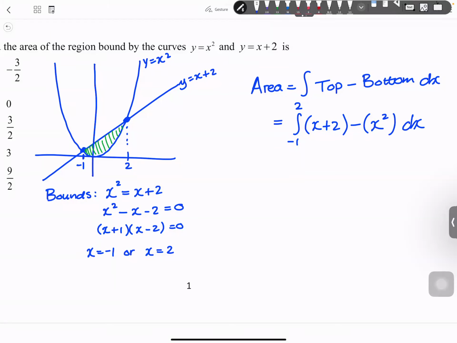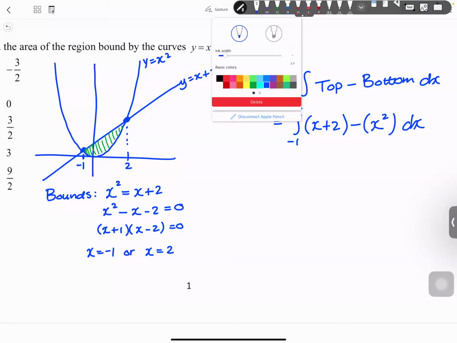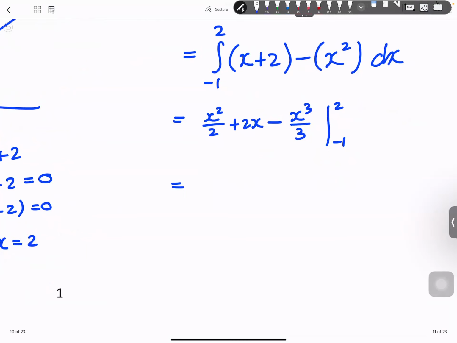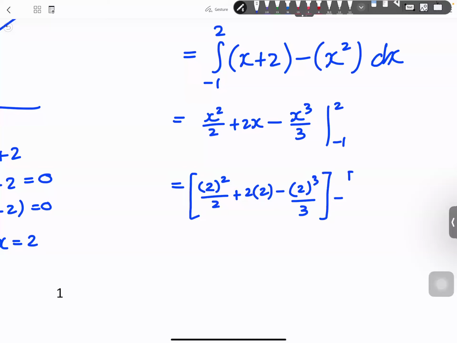Now, at this point, you are on part 2 of the exam, so you can use your calculator to evaluate this. In fact, you should use your calculator, but just because this is a teachable moment, I will go ahead and evaluate it. So here we will get x squared over 2 plus 2x minus x cubed over 3, evaluated from -1 to 2. Plug in top minus plug in bottom is going to give, let's see, 2 squared over 2 plus 2 times 2 minus 2 cubed over 3. Plug in top minus plug in bottom.